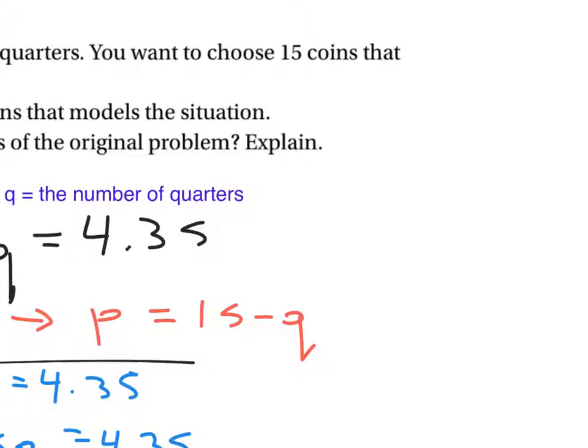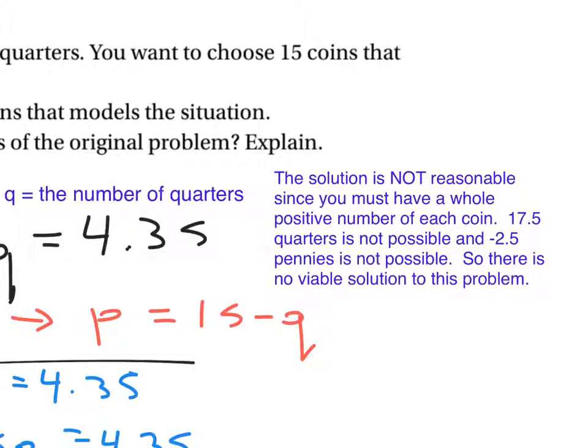And I'm going to type it out here. So I'm saying the solution is not reasonable since you must have a whole positive number of each coin. 17.5 quarters is not possible, and negative 2.5 pennies is not possible. So there is no viable solution to this problem.